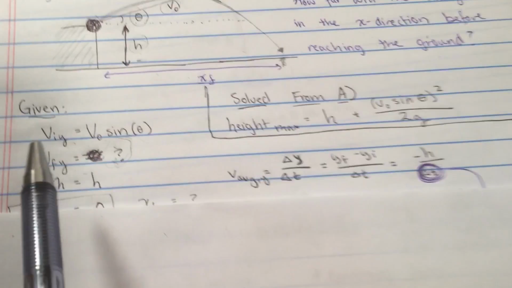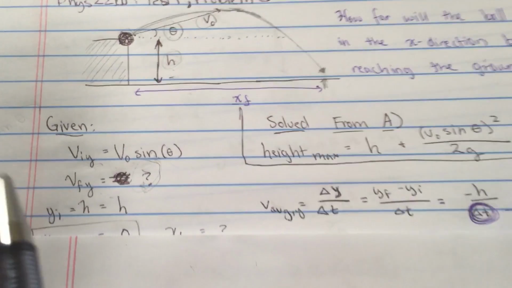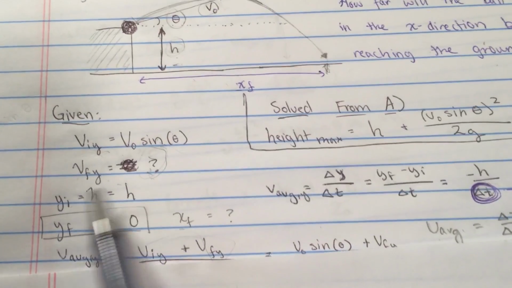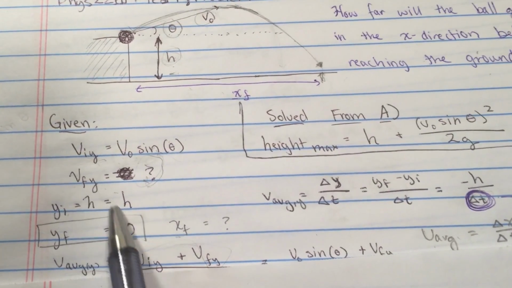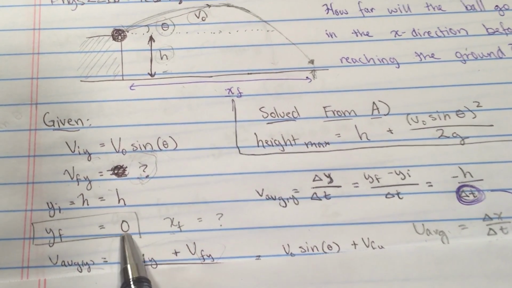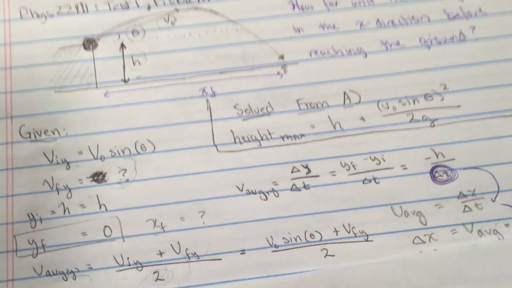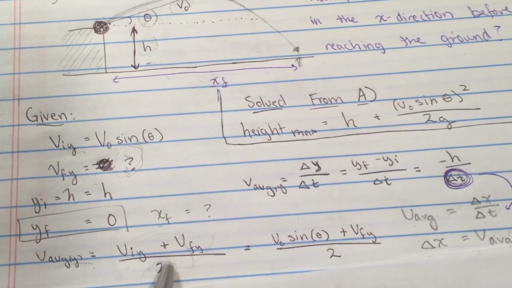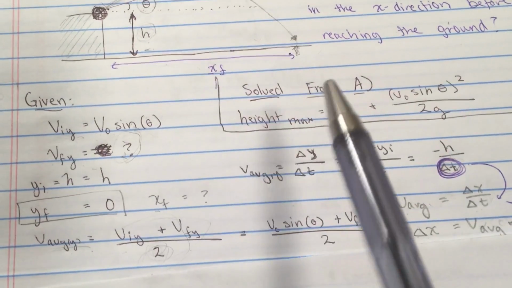Okay, so from what we were given, we can find the initial velocity of y, given here. What we need to find is the final velocity of y, and we know that the initial y is equal to h. Y final is also equal to 0. So these are what we know. We need to find v average of y, which is equal to the initial velocity of y plus the final velocity of y divided by 2.